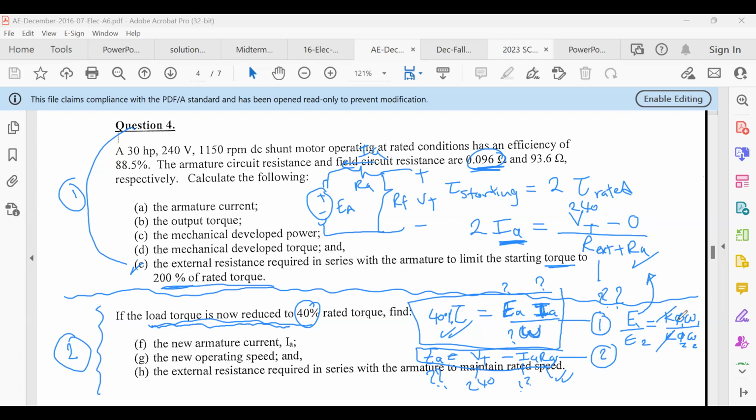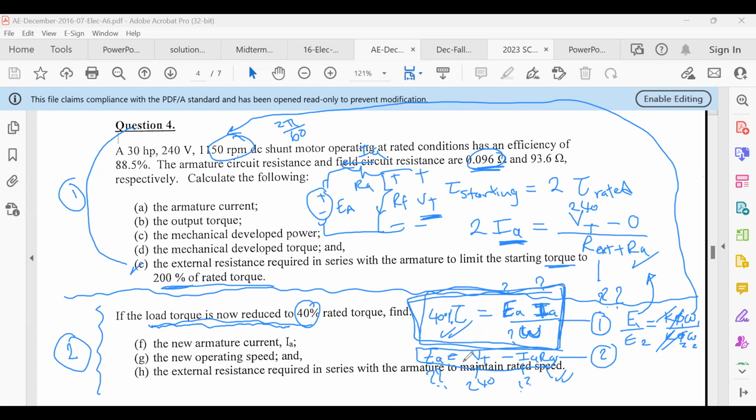The flux is not going to change in the two cases. Why? Because you have the same V terminal. It's the V terminal across the RF, which is constant, so it's the same flux. The speed, you already have it from here, times, of course, don't forget, 2 pi over 60. You can use RPM, which means you are going to calculate this one as RPM. But it's good to have it in omega, because in this equation it's radian per second.